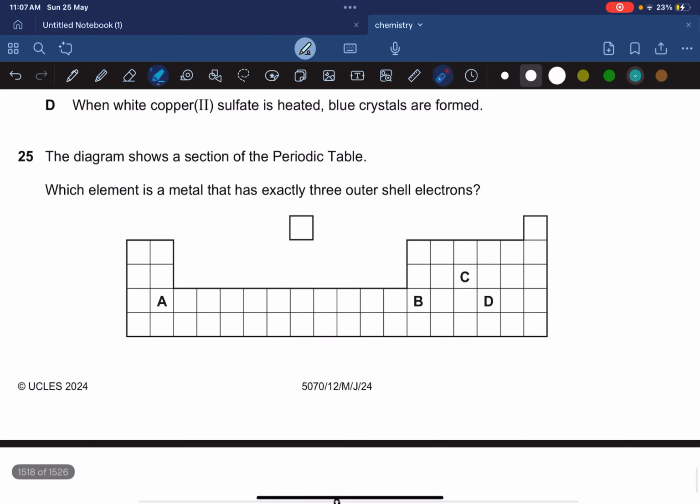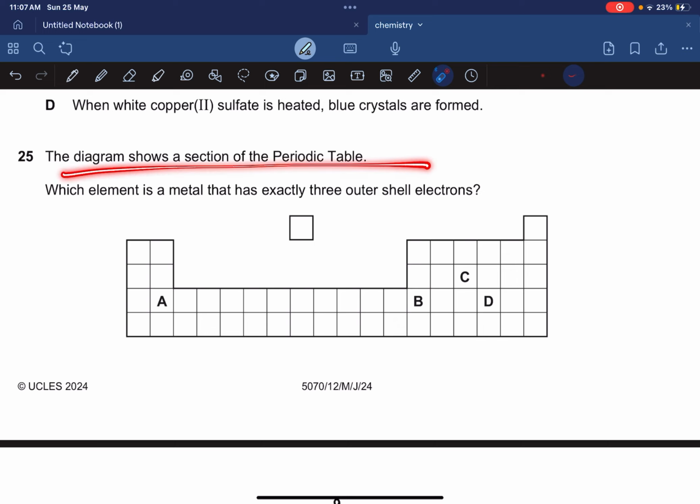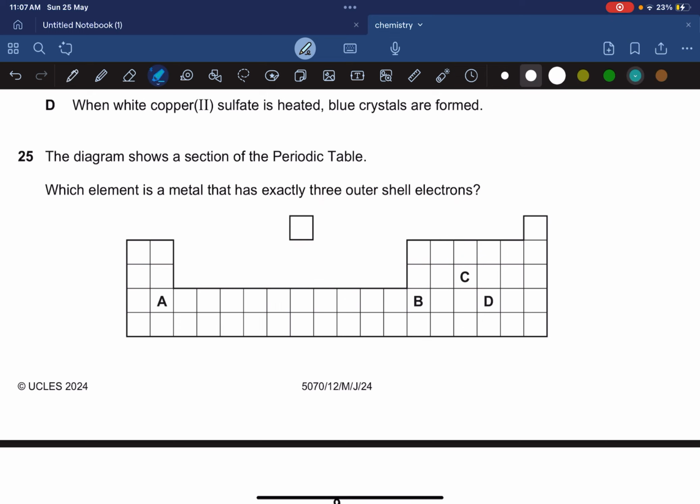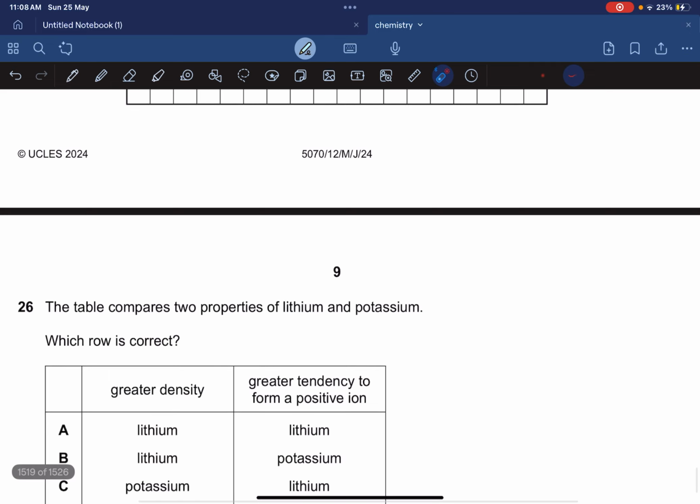Moving on to 25, the diagram shows a section of the periodic table. Which element is a metal that has exactly 3 outer shell electrons? Three outer shell electrons means period number 3. This is the first period, this is the second period, this is the third period. In the third period we have C, so it's going to be option C, because the number of outer shell electrons is equal to the period number of that element.